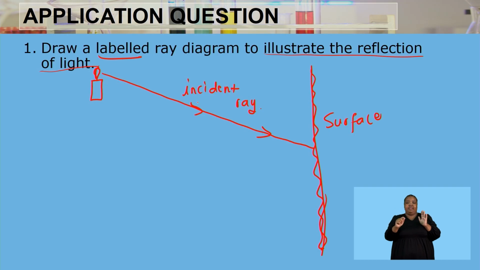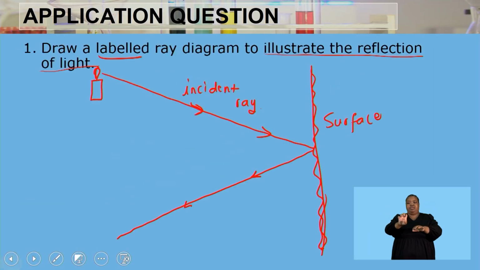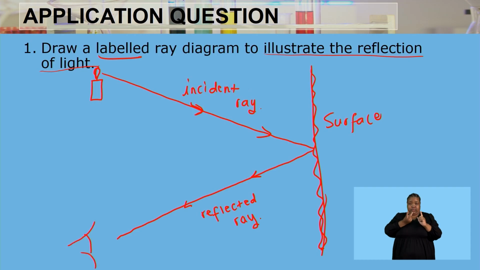Now, this light coming from the source is going to bounce off the surface. It is going to be reflected off this reflective surface. And then, if it is reflected off the surface, this ray will no longer be called an incident ray, but will be called our reflected ray. Right, so this is going to be the observer. This is going to be the eye, going towards the eye.